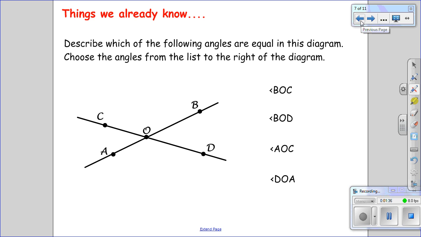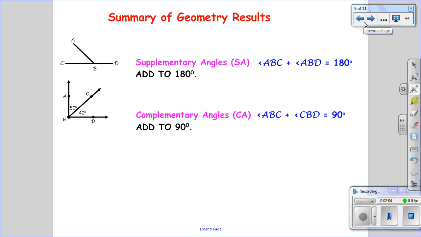Again, pause the video and decide how you can relate the angles in this diagram. Hopefully you remember that angle BOC is equal to angle DOA because they're opposite angles. And hopefully you remember that angle COA is equal to angle BOD because they are also opposite angles. So to summarize, supplementary angles are along a straight line and they add to 180 degrees, and complementary angles create a right angle, so they add to 90 degrees.